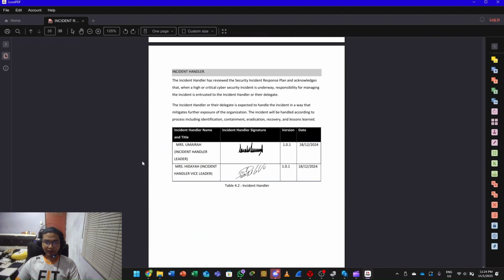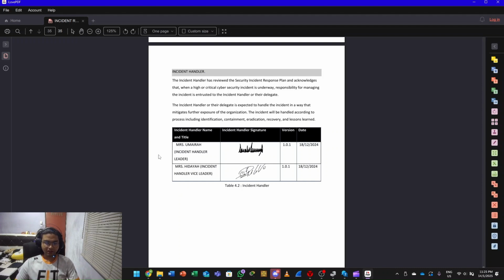Next one, we go to the incident handler. They have reviewed the Security Incident Response Plan, the IRP, and acknowledge that when a high or critical cybersecurity incident is underway, responsibility for managing the incident is entrusted to the incident handler or their delegate. The incident handler or their delegate is expected to handle the incident in a way that mitigates further exposure of the organization. The incident will be handled according to the process including identification, containment, eradication, recovery, and lessons learned.